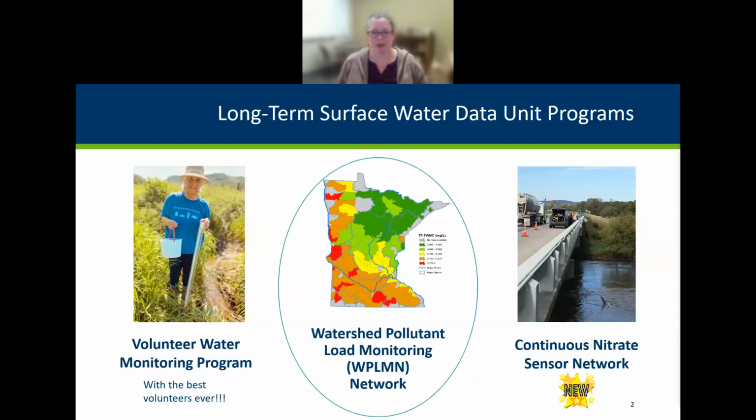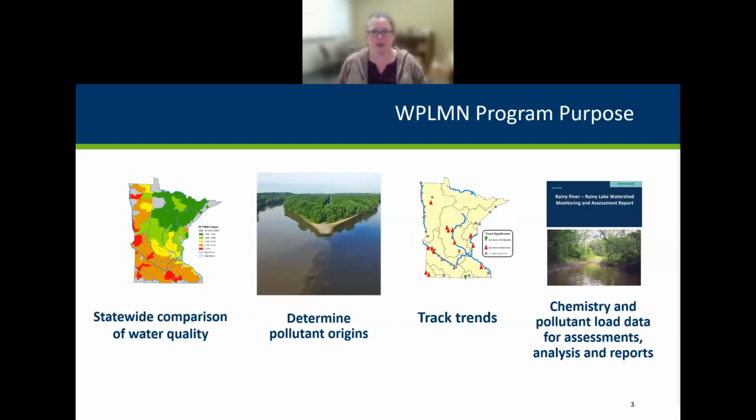But today we're going to be focusing on the Watershed Pollutant Load Monitoring Network, which we also call WPLMN. WPLMN has a few different program purposes. We utilize it for a statewide comparison of water quality, looking at where things are higher, where things are lower, where we would expect them to be higher or lower, and how they relate to normal conditions.